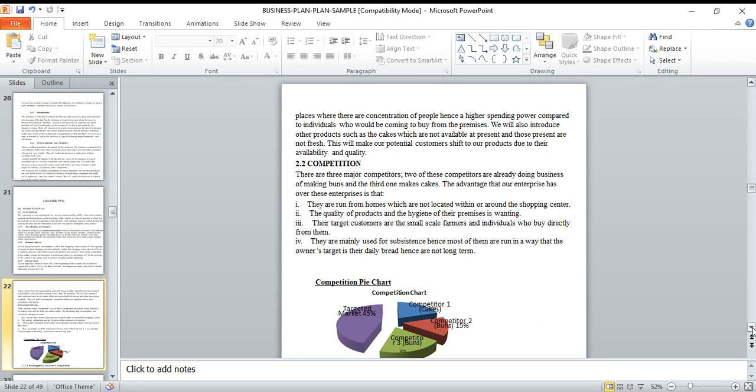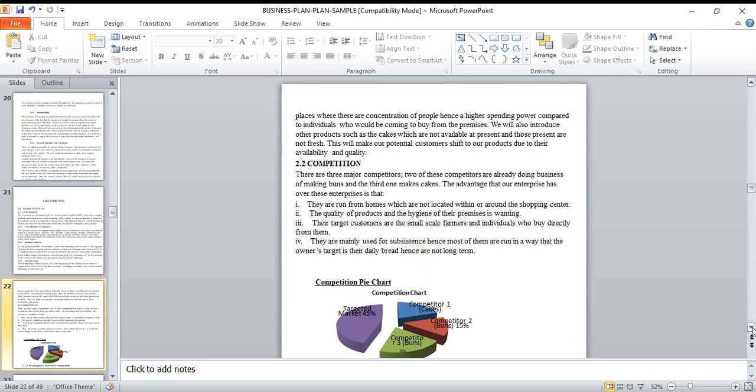Then talking of competition, this 2.2 is competition. Remember 2.1 was the customers. So in this section, we're talking about the competition. There are three major competitors, and they should be clearly stated. Remember, this should always be clearly stated in the competition section. There are three major competitors.